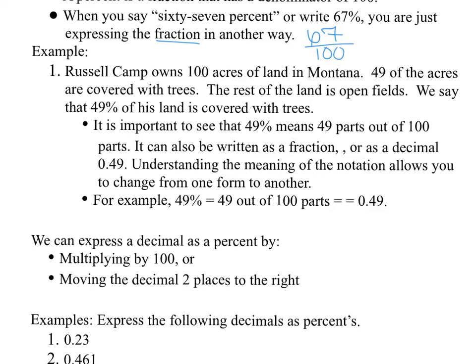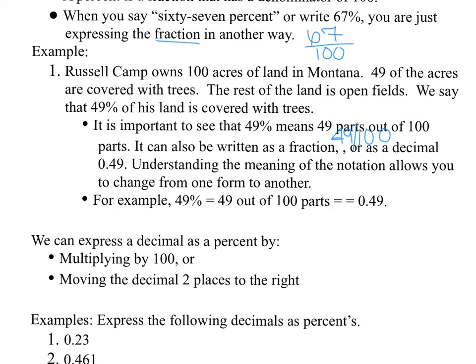For example, Russell Camp owns 100 acres of land in Montana. 49 of the acres are covered with trees. The rest of the land is open fields. We say that 49% of his land is covered with trees. It is important to see that 49% means 49 parts out of 100 parts, and it can be written as a fraction, 49 over 100, or as a decimal, 0.49.